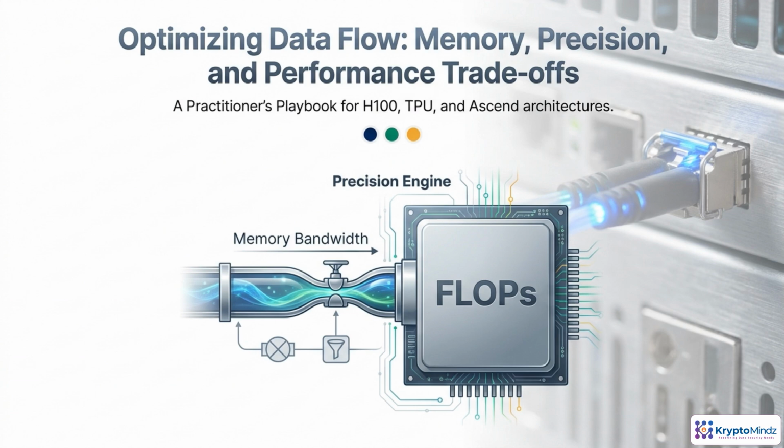When your model runs slowly, is the real bottleneck compute, or is it memory, precision, or both? In this course, you'll see how H100 GPUs, Google TPUs, and Huawei Ascend NPUs balance flops, bandwidth, and numeric formats to unlock actual performance, not just theoretical peak.